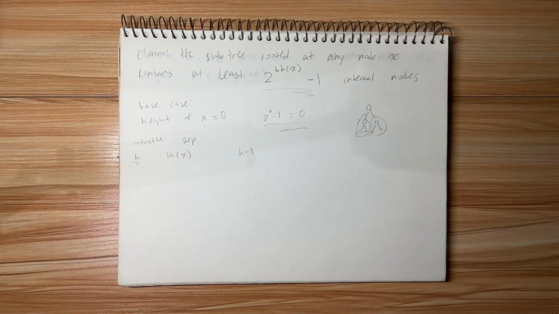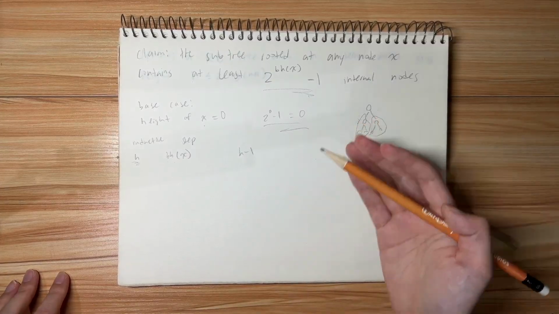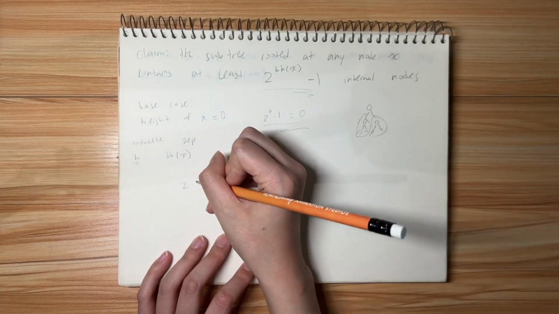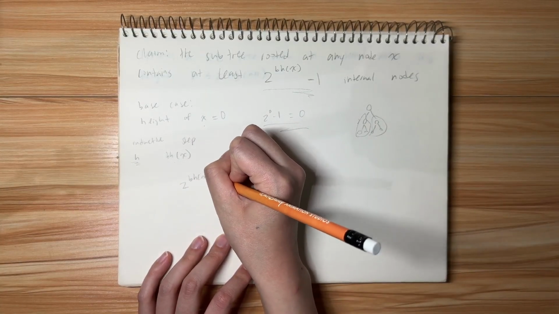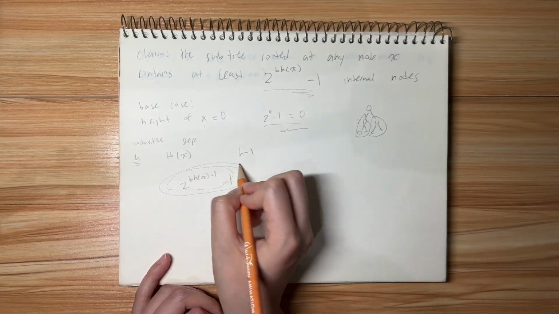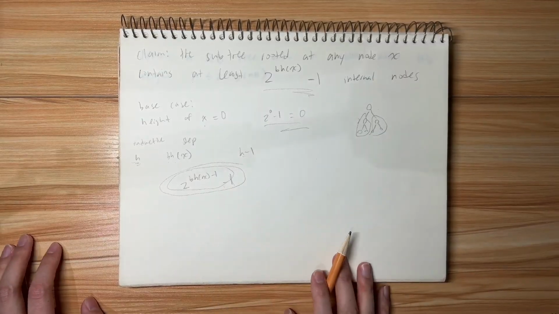And that is the height, h minus 1. And the black height should be either bh of x or bh of x minus 1, because you can either have the same black height or you can have less by 1 for the black height. So by induction, we're going to assume that each child has at least 2 to the bh of x minus 1, minus 1 internal nodes. We're just going to take that and minus 1 because of the property we said above.